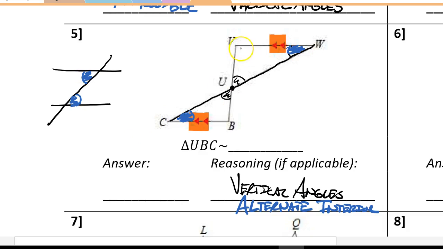We could also set up another set of alternate interior angles here if we wish. So that's all we need to show they're similar. Angle, angle similarity. Triangle UVC is similar to triangle UVW.